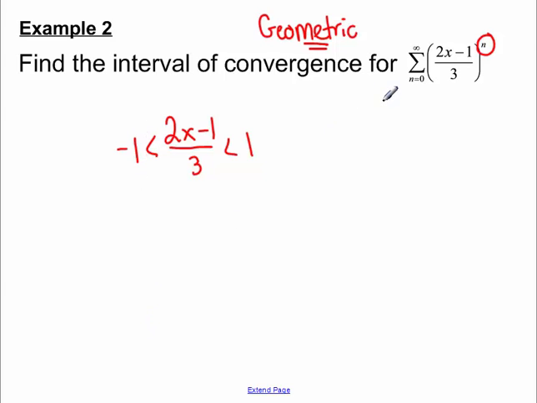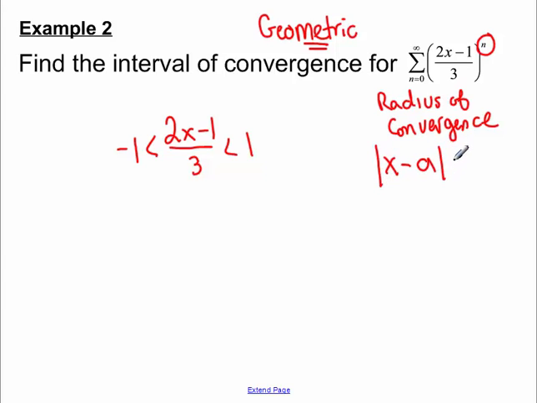Now our book talks about the radius of convergence. What that is: if you get your ratio into the form of the absolute value of x minus some a, less than whatever r is, that's your radius of convergence, and a is the center of our interval of convergence, where our series is centered around.